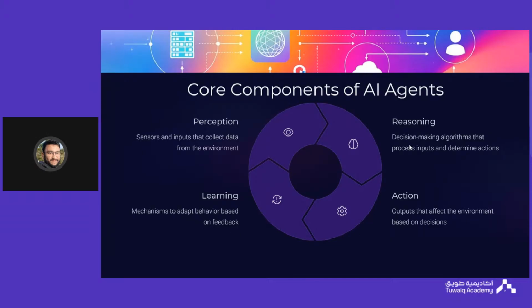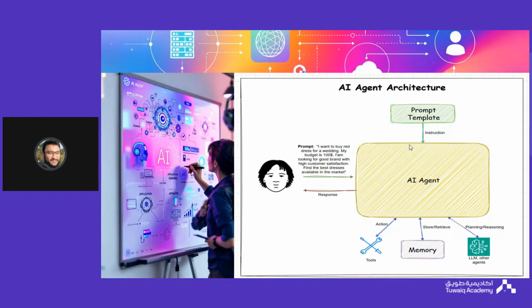Not to be too precise on the theory, we will execute an AI agent. But before we execute or build an AI agent, we need to understand what exactly an AI agent is, with its architecture. So if I make an AI agent architecture, we have a prompt template given to the AI agent with respect to the memory, LLM models, and other agents, so that we can take the action.